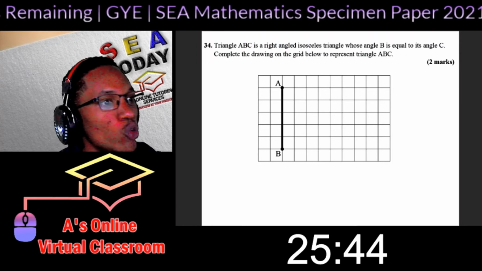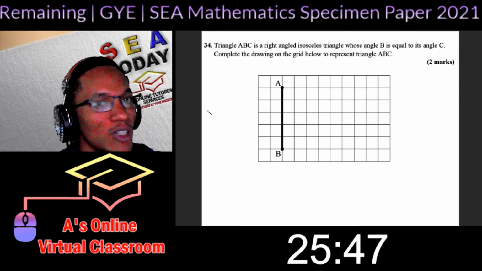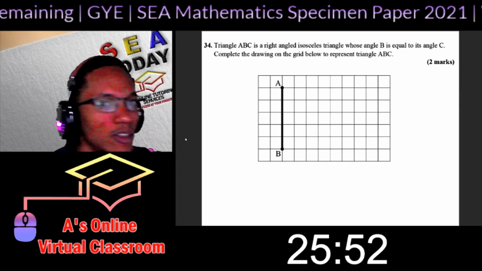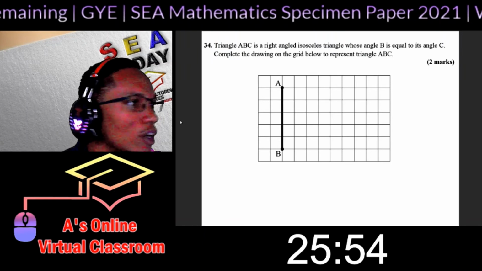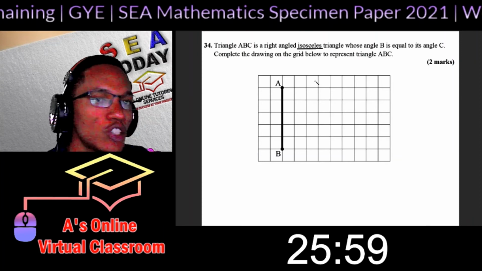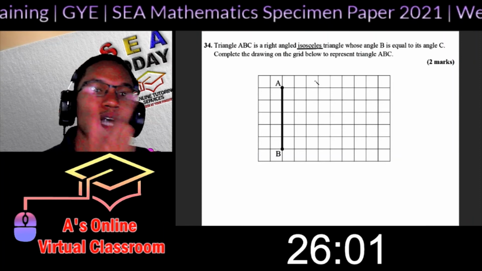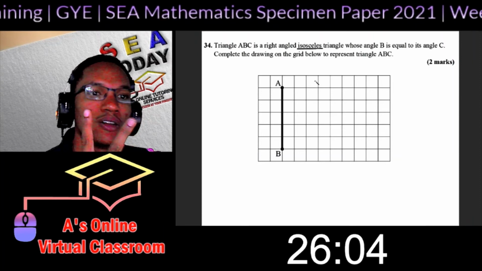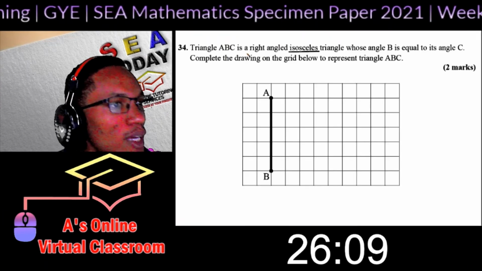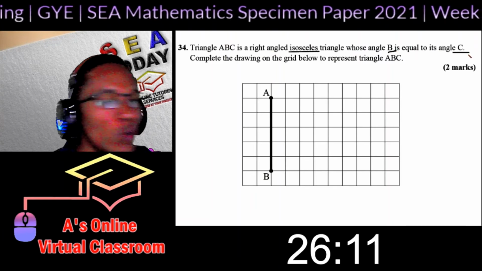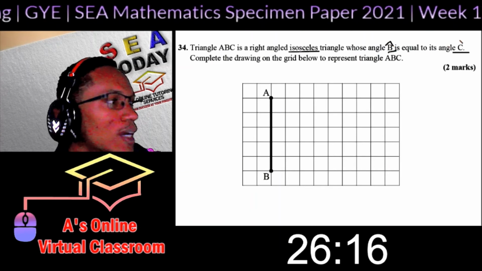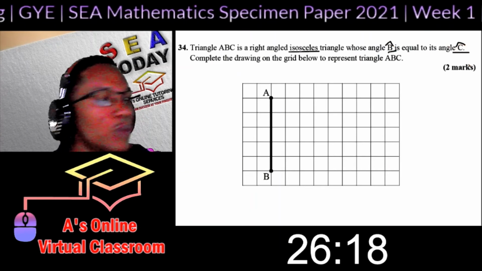So right angle triangles are our favorite kind of triangle in maths. So we know we have to have a right angle. That's one thing. The other thing they told us is that it's an isosceles triangle. Isosceles means 2 sides are equal, right? The other thing they told us is that angle B and angle C are equal. So the angle by the letter B and the angle by the letter C is supposed to be the same.